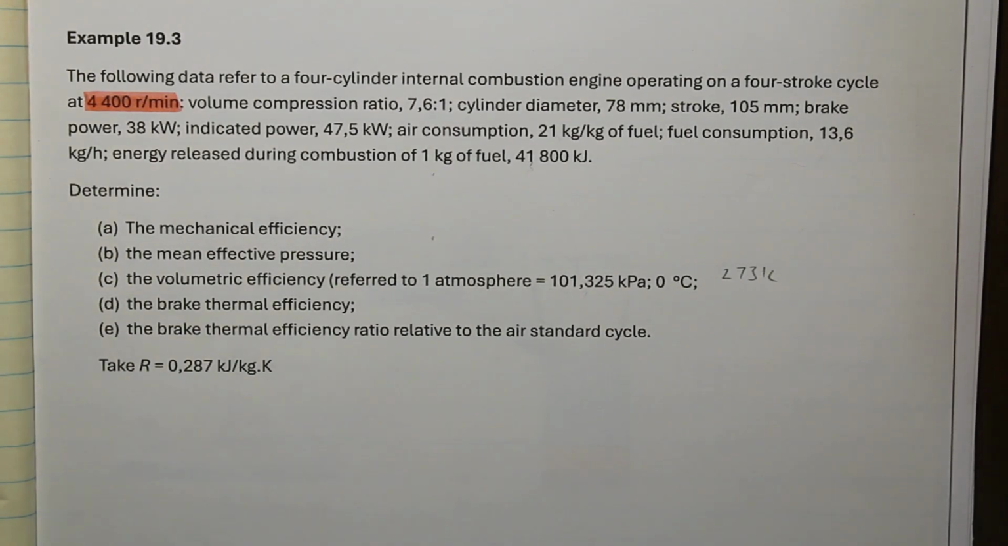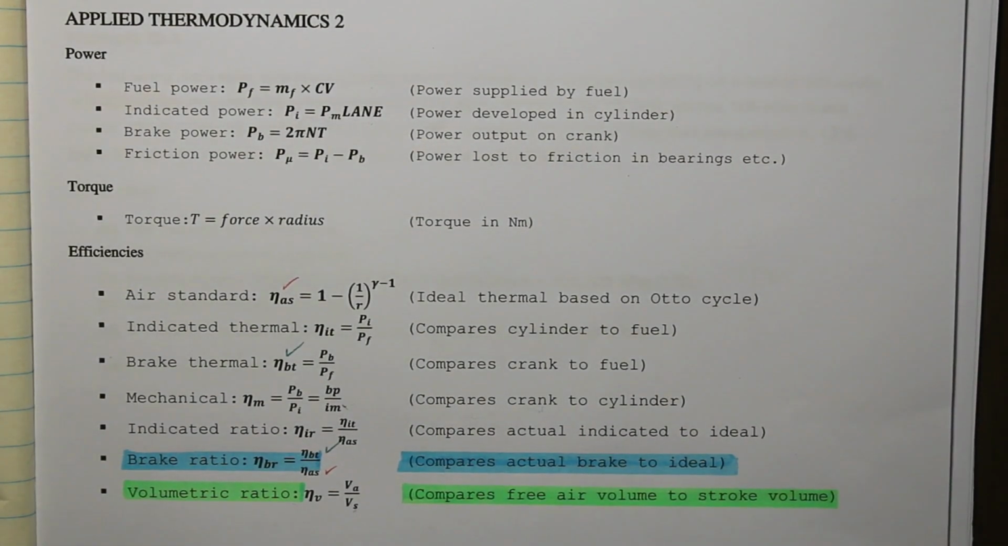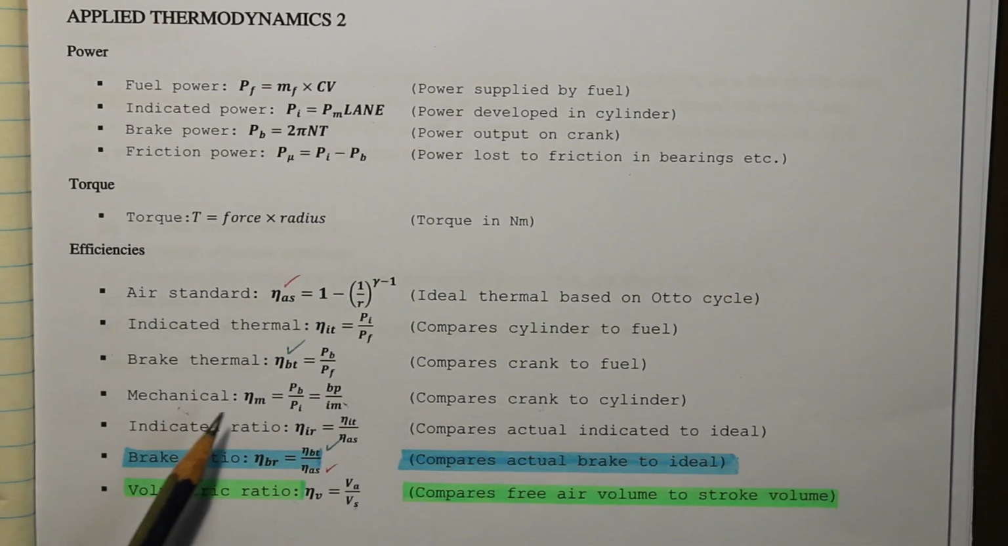Then they want the mechanical efficiency. That's very simple. We can go to the summary of the formulas that I gave you, and look for mechanical efficiency, which is over here. That's just the brake power over the indicated power. Remember, the indicated power is the power inside the cylinder, and the brake power is the power available to actually do work on the crank. So we are comparing those two.